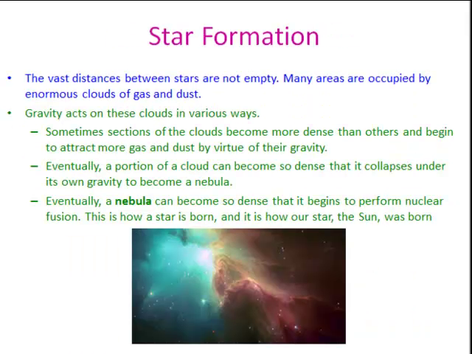The vast distances between stars are not empty. Many areas are occupied by enormous clouds of gas and dust. Gravity acts on these clouds in various ways. Sometimes sections of the clouds become more dense than others and begin to attract more gas and dust by virtue of their gravity. Eventually, a portion of a cloud can become so dense that it collapses under its own gravity to become a nebula. Eventually, a nebula, which is the birthplace of stars, can become so dense that it begins to perform nuclear fusion. This is how a star is born, and it is how our star, the Sun, was born.